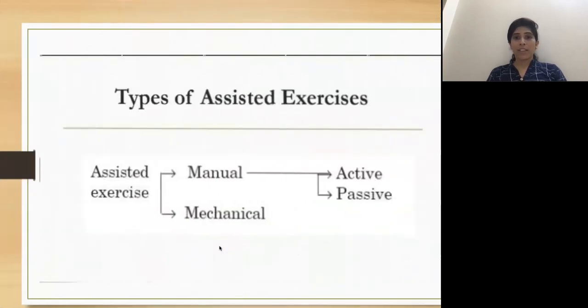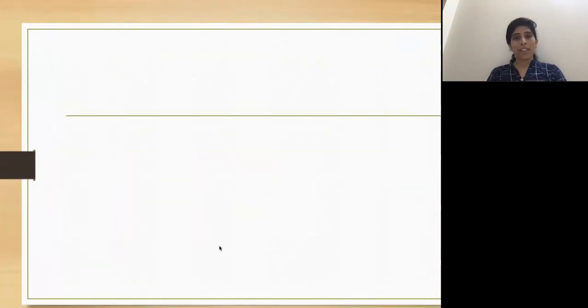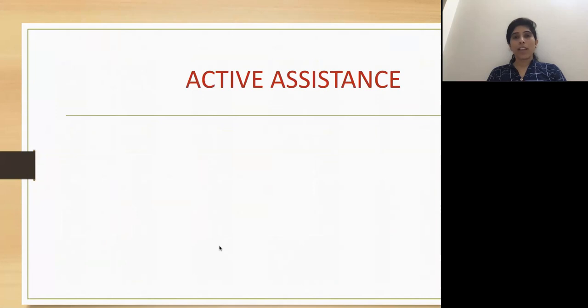So types of assisted exercises: it is mainly divided into two, that is manual and mechanical. Manual assisted exercises are again divided into active and passive. We'll see one by one in detail. First, about the active assisted exercises.